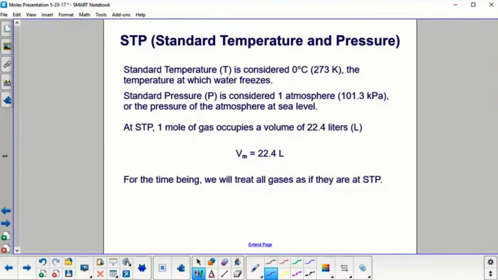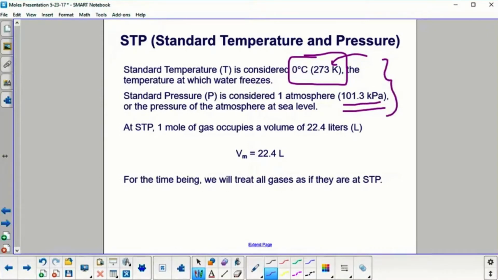Standard temperature, and to some degree this is arbitrary, we will consider to be 0 degrees Celsius or 273 Kelvin. Notice there's no degree here when we talk about Kelvin. We just say Kelvin. Standard pressure is considered to be 1 atmosphere, or in other units, 101.3 kilopascals, or the pressure of the atmosphere at sea level, which is probably where most people live. So it kind of makes sense. Water freezing and where most people live.